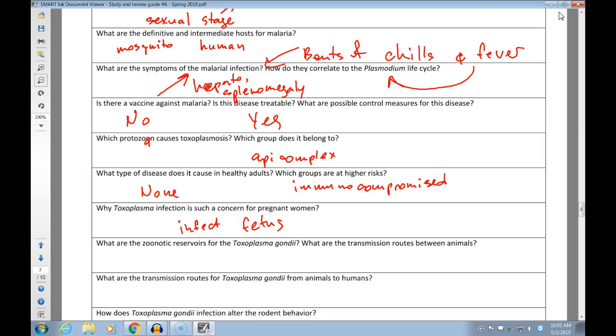Zoonotic reservoirs for toxoplasma: rodents, cats, cattle, pigs. Transmission routes between animals: cats consume rodents, cattle and pigs consume cysts from the ground. From animals to humans, how can we acquire it? Three main ways. Contaminated food or drinks, consumption of undercooked beef or undercooked pork, which contains cysts, and from cat feces when we take care of the cats.